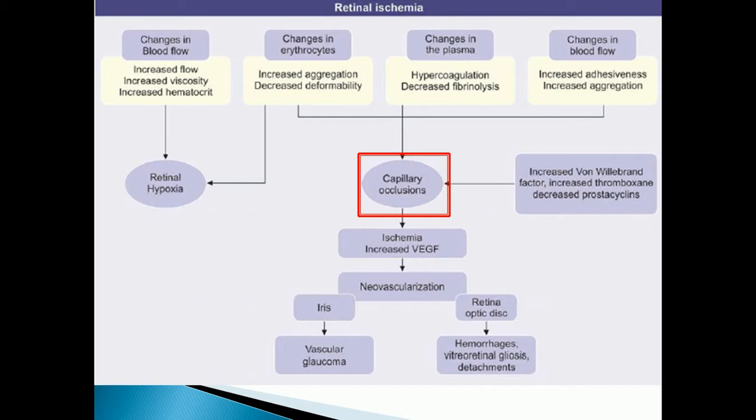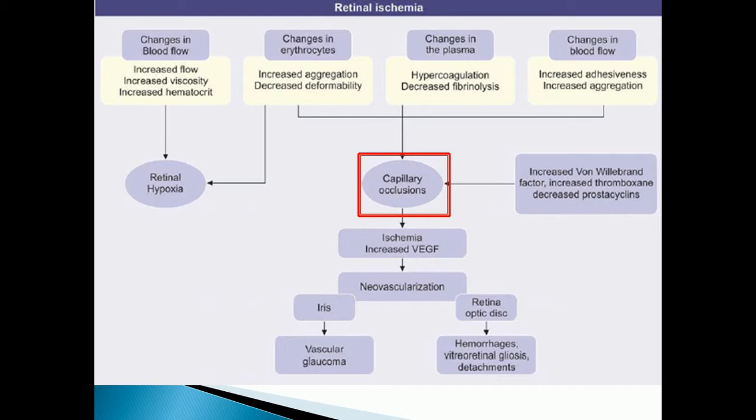The pathogenesis of neovascular capillary occlusion can be tracked down to changes in the blood flow, which are increased flow, increased viscosity, and increased hematocrit in the diabetic patient, which leads to retinal hypoxia.